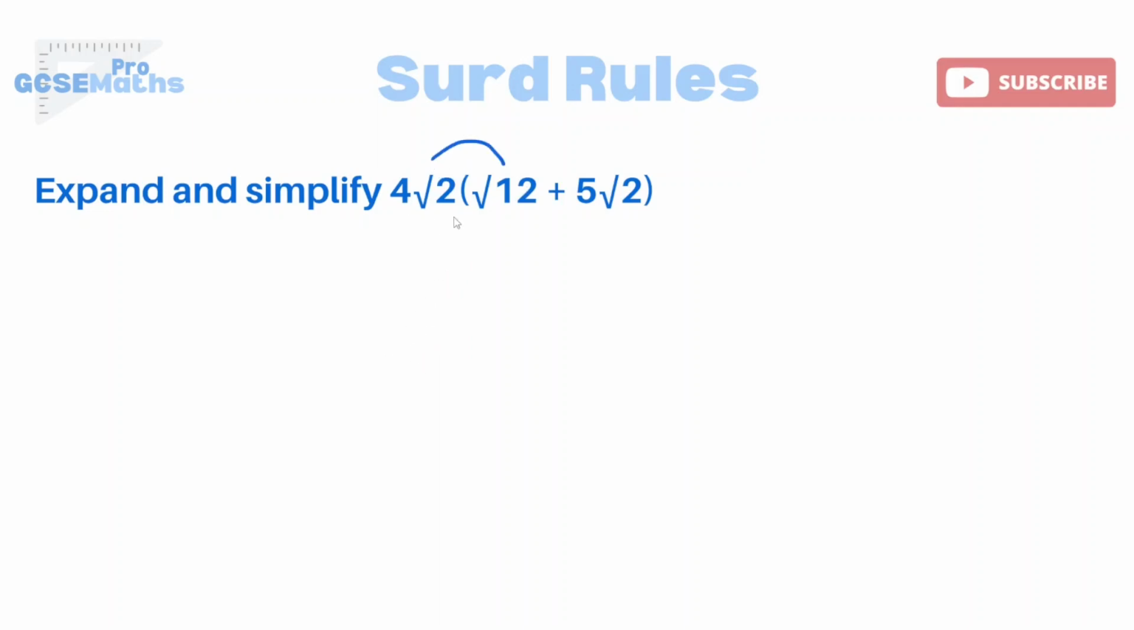Starting off, we've got 4 root 2 times by root 12. Root 12 technically has a 1 in front, doesn't it? It is one lot of root 12. So I'm going to multiply the whole numbers first. That's the 4 and the 1. Obviously, that's just 4, isn't it?